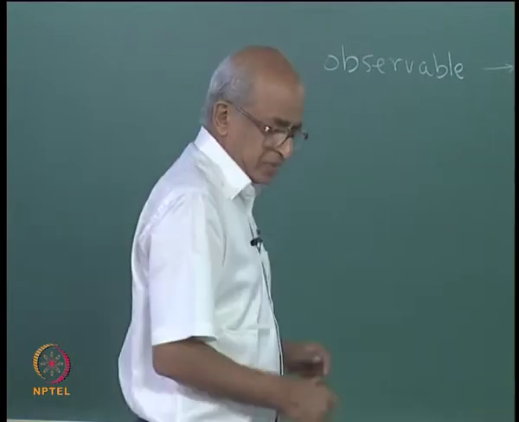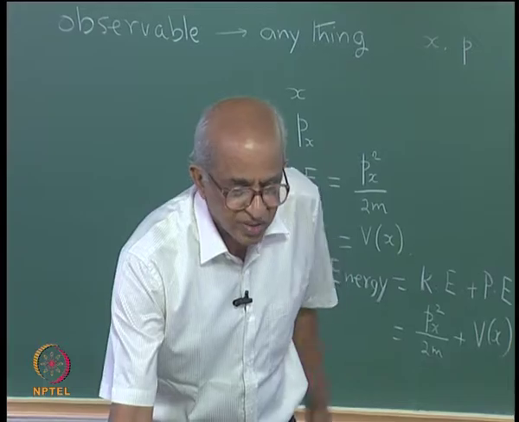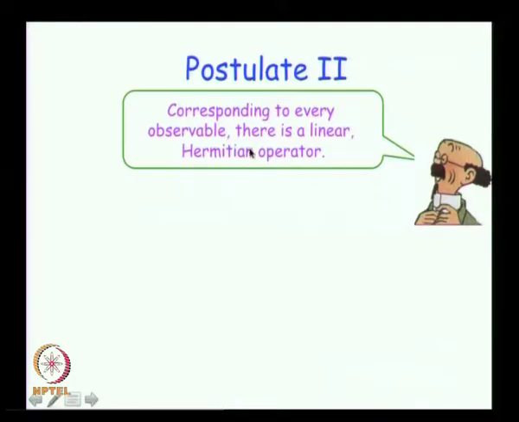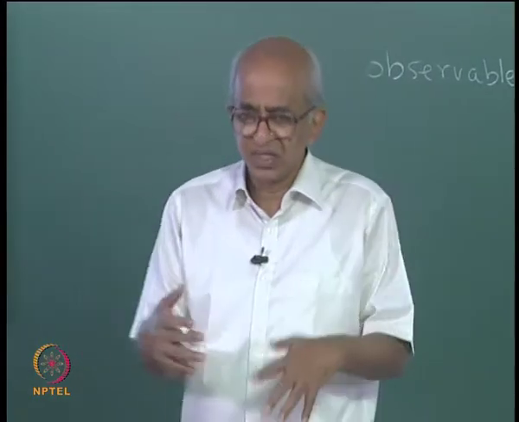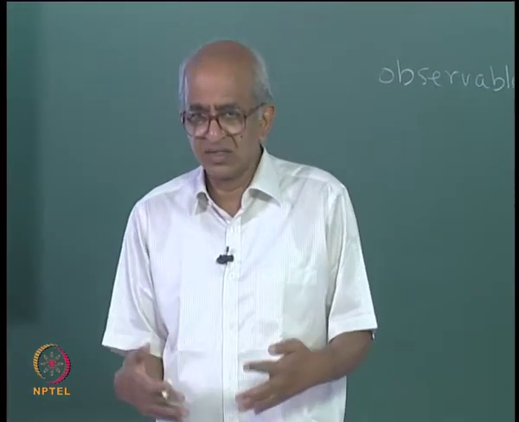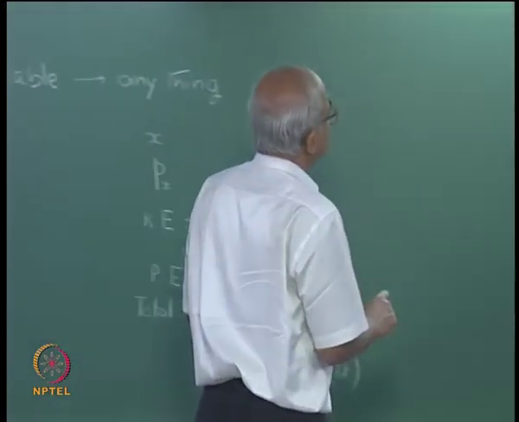Then if you look at the postulate, it also says that associated with every observable, each one of these observables, there is a linear Hermitian operator. So, I have to explain what is meant by a linear Hermitian operator. Let us start with the definition of an operator. We will adopt a very simplified definition. If you go to the mathematics department, they will give you more rigorous definitions, but we are not going to do that. We will have a very practical approach.